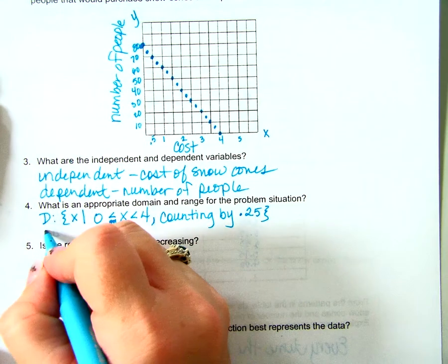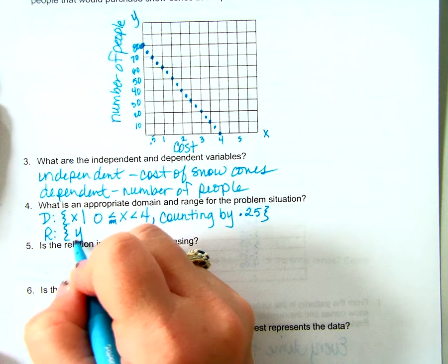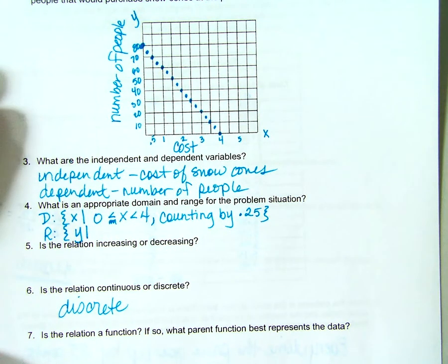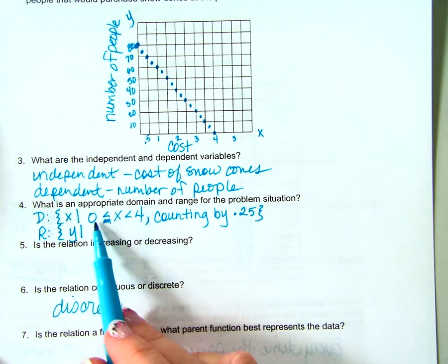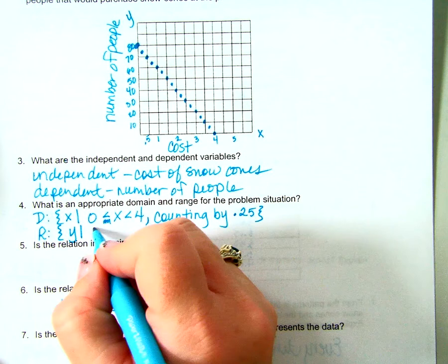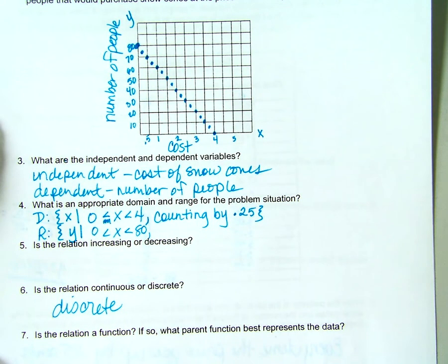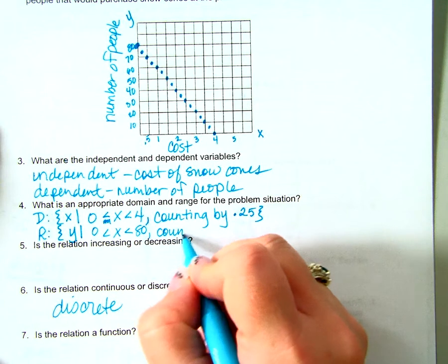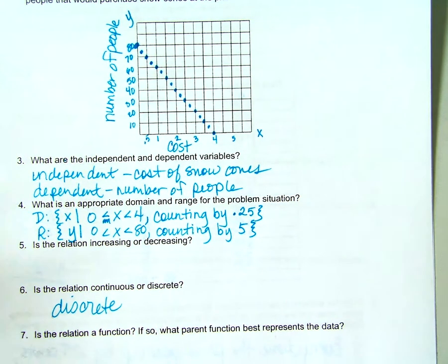So what about the range then? What am I talking about? Y, separator line. What are my y values allowed to be? My x values were allowed to be between 0 and 4. What are my y values allowed to be? 0 and 80, if counting by 5s. As long as I have that condition there, I can write it like that, okay? Any questions about this?